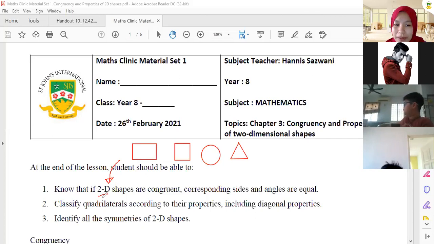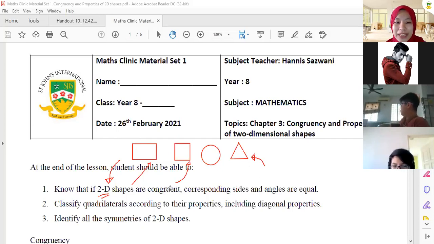2D shape, we are not talking about cuboid or cube, okay? That is 3D shape. So we only deal with this kind of shape. Someone asked in the Zoom group chat, what do you call a 3-sided shape? You call it a triangle. A 4-sided shape, you call a quadrilateral. And quadrilateral has many types. Okay, we will look into it after this.